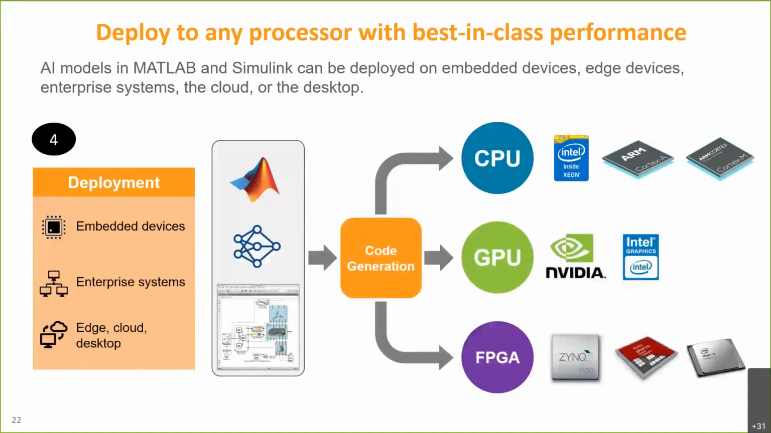And the last part is deployment. You have a unique code generation framework that allows you to deploy to CPU hardware boards, GPU hardware boards, and FPGA hardware boards. It will help you automatically generate code from MATLAB and convert it to C and C++ for CPU hardware boards such as Intel, ARM, and so on. It can also generate GPU code for NVIDIA and Intel GPU boards. We can also help you generate HDL code, FPGA code, for Xilinx boards.